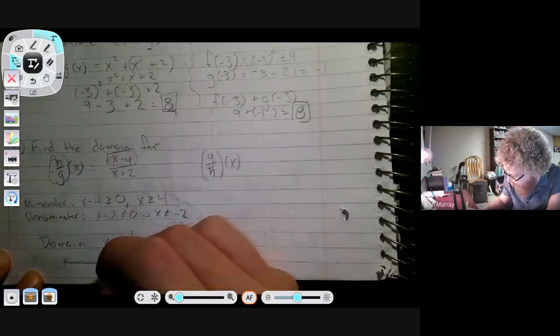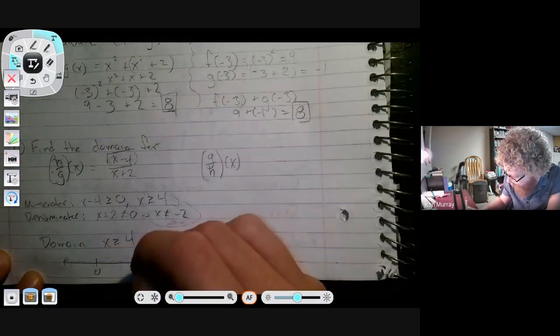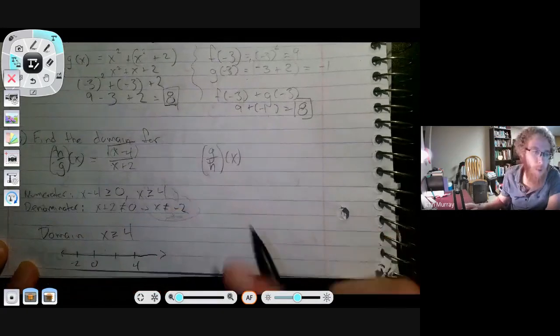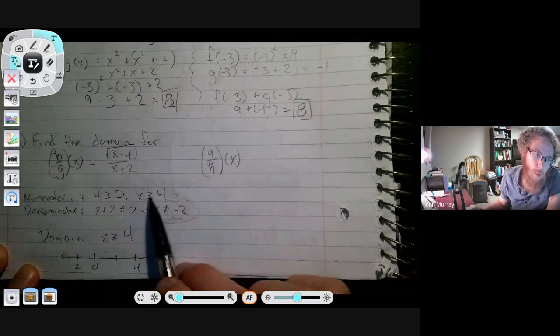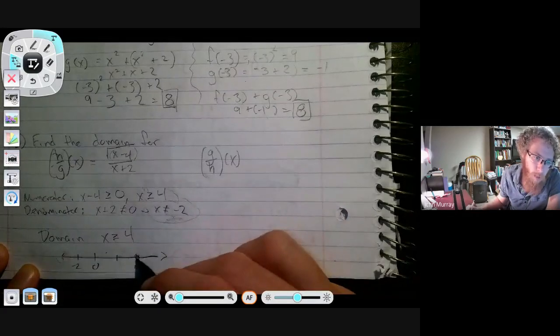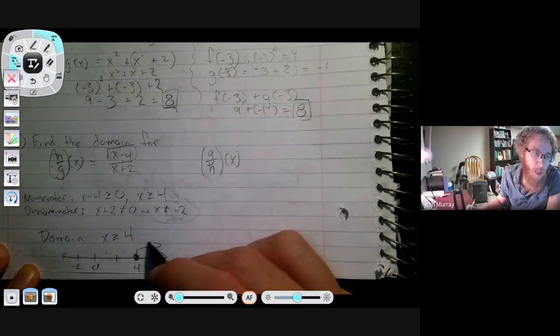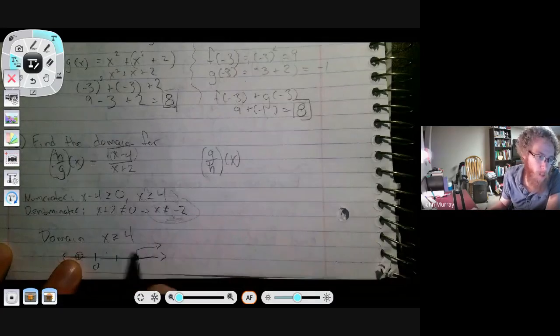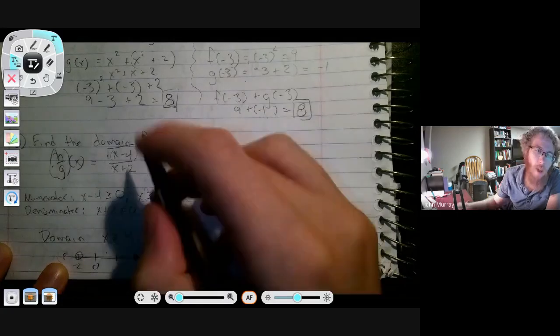All right, so we got, I'll put 0, 4, negative 2. Okay, so when x is greater than or equal to 4, this is my domain up here. I would put an open circle here to show it's not equal to 2, but I can't be down here anyway, right? This is my domain up here. So this doesn't take into consideration, okay?